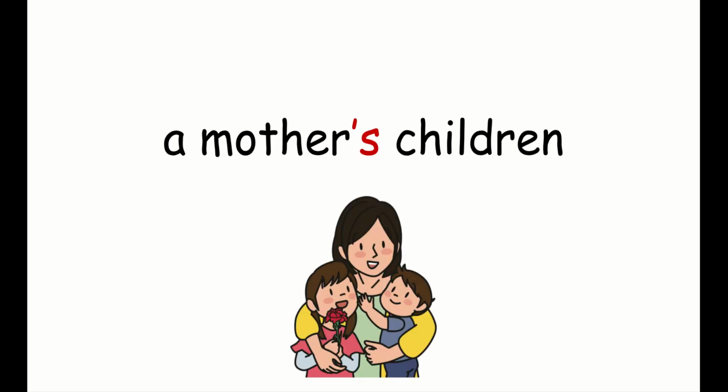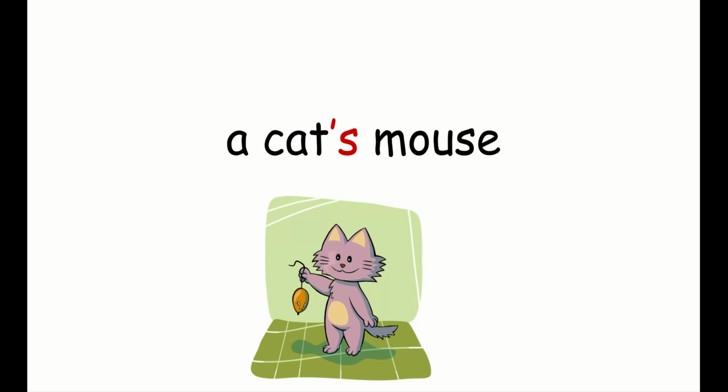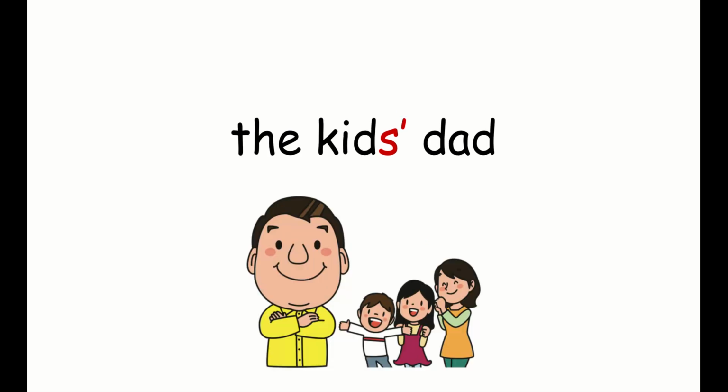You can say a mother's children. In this case, the children belong to the mother. The girl's boyfriend, the apostrophe S shows us that the boyfriend belongs to the girl. A cat's mouse. In this case, the mouse belongs to the cat, and that's shown by the apostrophe S.